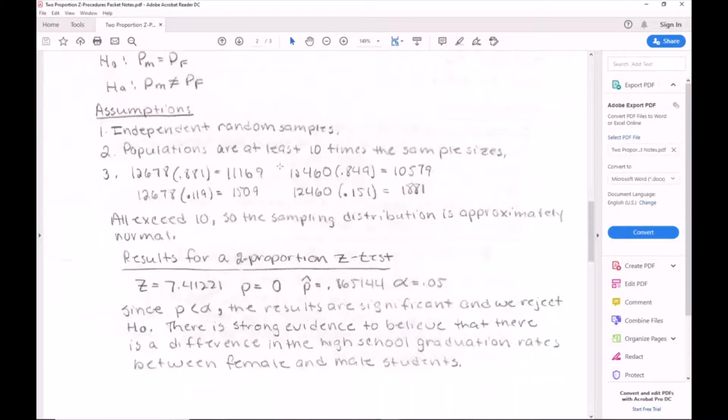So the samples were told to have been picked randomly. There's a men group and a women group, so those are independent. Populations are easily at least 10 times the sample sizes. And then all of the n times p products are quite a bit larger than 10. So your sampling distribution is approximately normal.